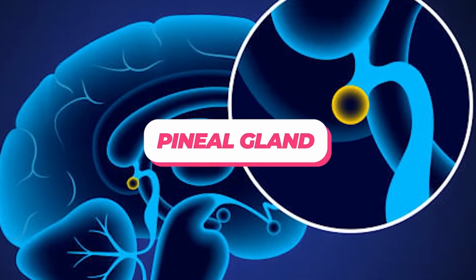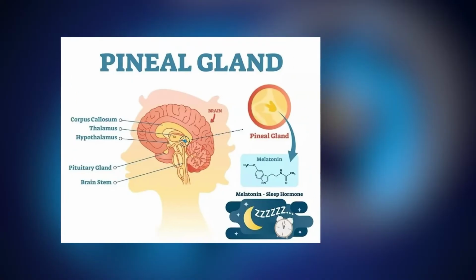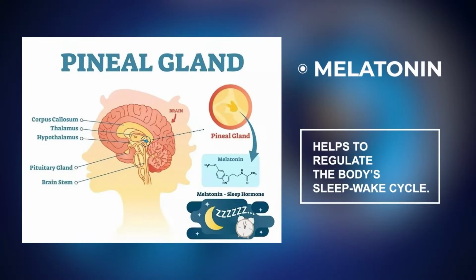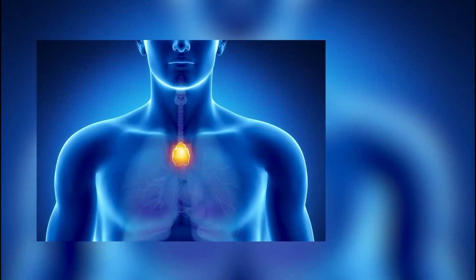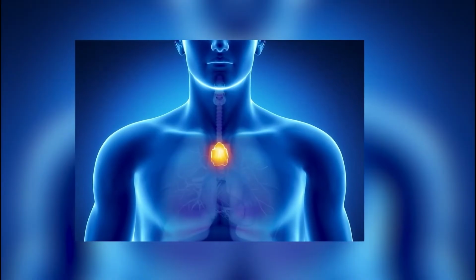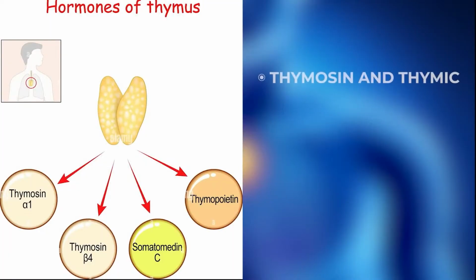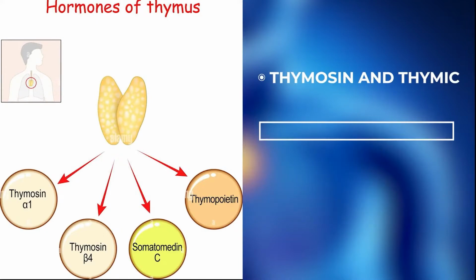Pineal gland. The pineal gland is a small endocrine gland located in the brain that produces the hormone melatonin, which helps to regulate the body's sleep-wake cycle. Thymus. The thymus is a small gland located in the chest that produces hormones that play a role in the immune system, such as thymosin and thymic hormones, which help to regulate the development and function of T lymphocytes, which are basically white blood cells that play a role in the immune response.